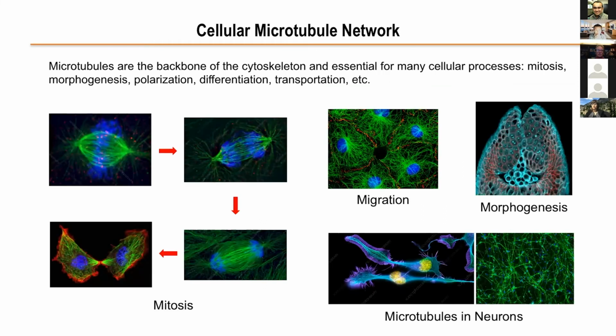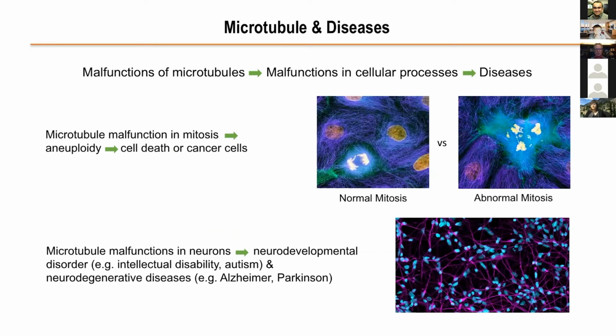Next thing is the microtubule network. So microtubules are the backbone of the cytoskeleton, and they are essential for many cellular processes like mitosis, morphogenesis, polarization, differentiation, transportation, etc. And you can see the microtubule network in different cellular processes or different cell types takes very different shape. And because microtubules are so important for so many processes, right? Malfunctions of microtubules will basically lead to malfunctions in cellular processes, which naturally leads to disease.